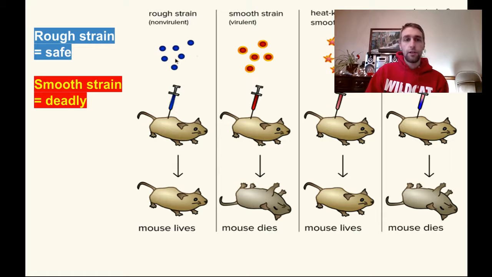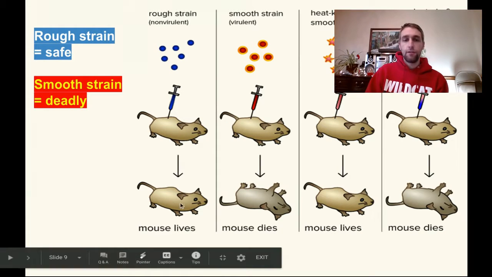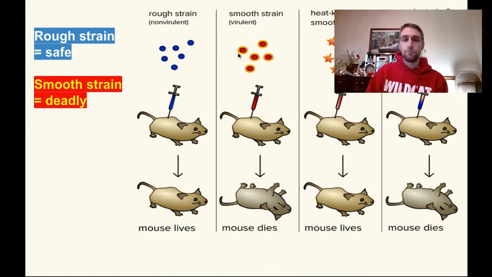One shown in blue here is the rough strain. Non-virulent means it doesn't cause the mouse to get sick and the mouse can live if injected with that strain of the virus. The next is the smooth strain, which is deadly. So if injected with the smooth strain, the mouse dies. So blue is safe, red is dangerous.